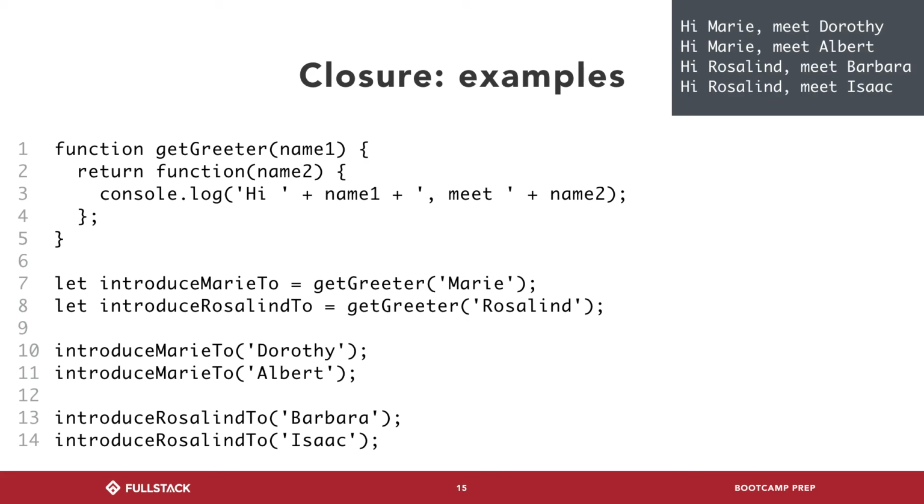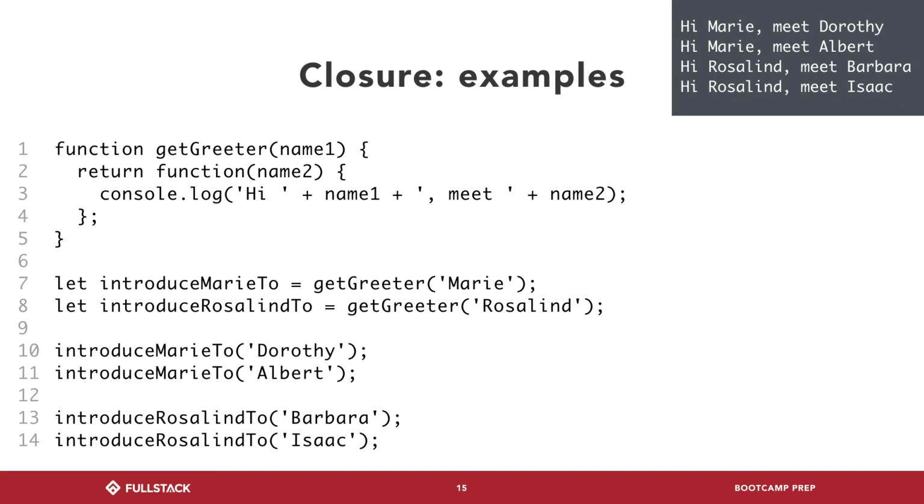And each time we run it, it becomes a new instance of getGreeter. So introduce Marie 2, introduce Rosalind 2. Even though they're both created from getGreeter, they have no connections to one another. When we run getGreeter and we feed in Marie, that returns an anonymous function. When we run getGreeter and we feed in Rosalind, that creates a brand new anonymous function that happens to do the same thing as the previous one. But they're distinct. They have no connection to one another, right?